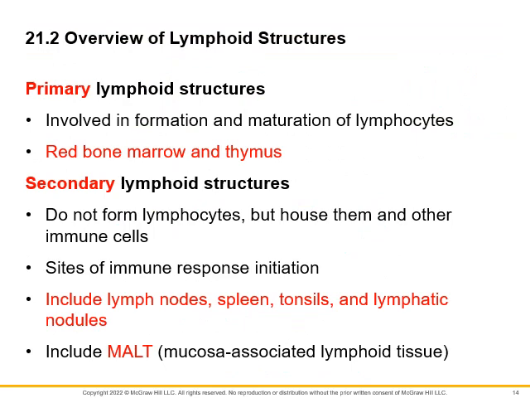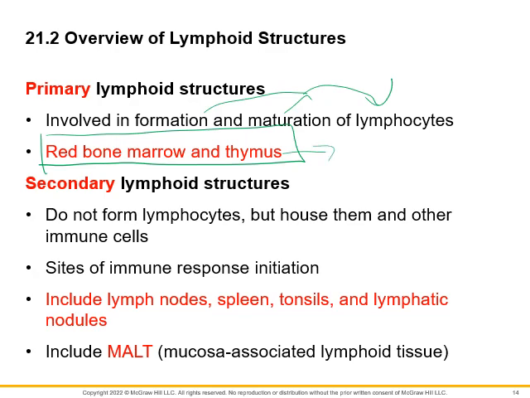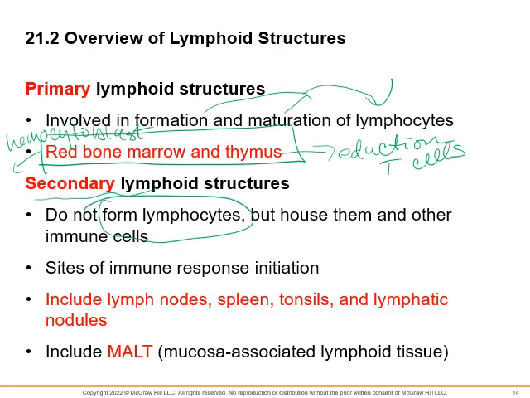Lymphoid structures, we have primary lymphoid structures and secondary. So the red bone marrow here and the thymus, these are involved in the formation and maturation of lymphocytes. So remember, this was that education. The education of T cells, right, to recognize body cells. And then the red bone marrow, hopefully you remember hemocytoblasts, and that those make red blood cells and white blood cells and platelets, right? So secondary lymphoid structures, they do not create or make lymphocytes, but they house them.